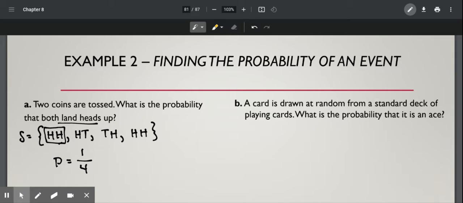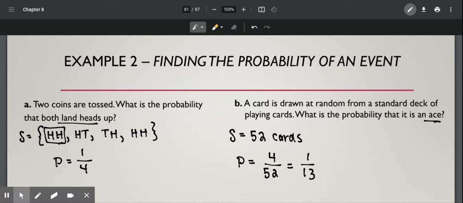If we look at B, a card is drawn at random from a standard deck of playing cards. What is the probability that it's an ace? So we know that our sample space has 52 cards total, and of those 52 cards, we want to know the probability that it's an ace. We know there are 4 aces in the deck, so we have 4 chances out of 52 cards, which would end up being 1/13.